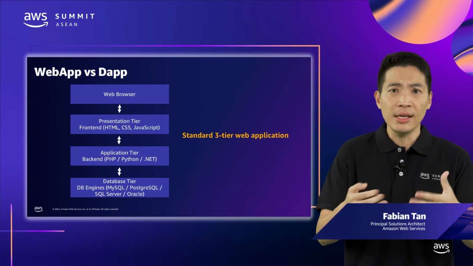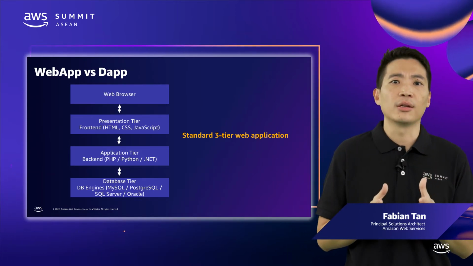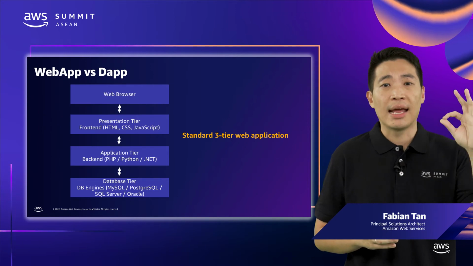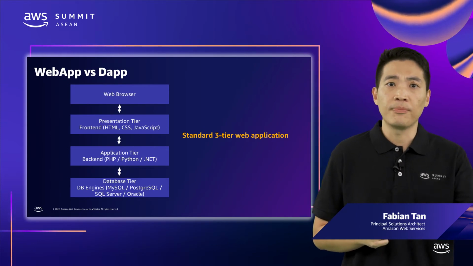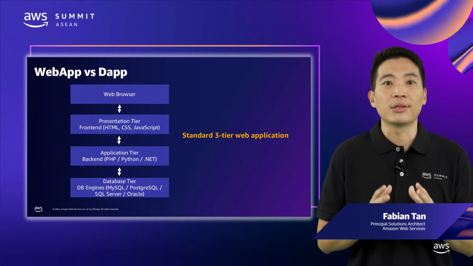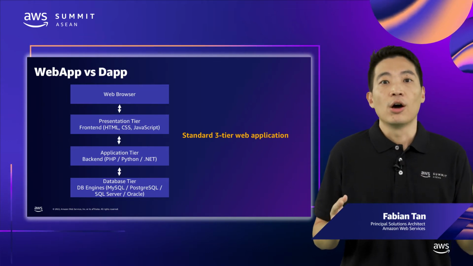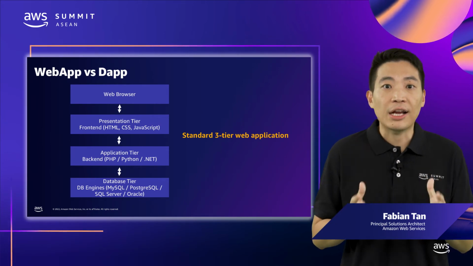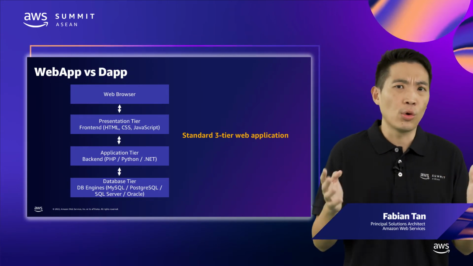Taking a step back, let's have a look at what a technical architecture of a simple standard web application looks like. To simplify, we'll use the three-tier web application as a reference. The three-tier web app consists of the presentation tier, application tier, and your database tier. On the presentation tier, this is the application front end built on HTML, CSS, and JavaScript. On the application tier, also known to be the application's backend, this section consists of the business logic running on PHP, Python, .NET, Go, and so on and so forth.